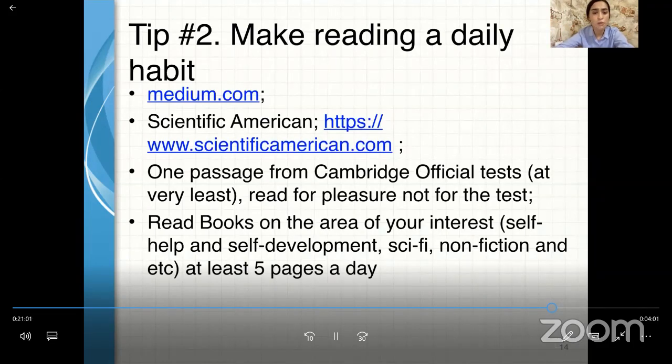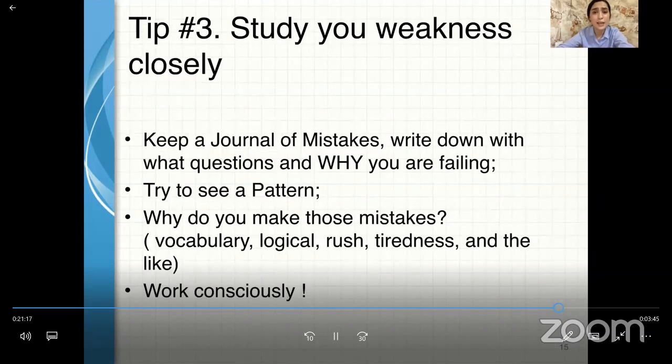information. And of course, there are tons of books for free available on the internet on the area of your interest. If you're into self-help, if you're into self-development, or you like science fiction, you can download and read them. I share a lot of them on my channel, by the way. So last tip, study your weaknesses closely.